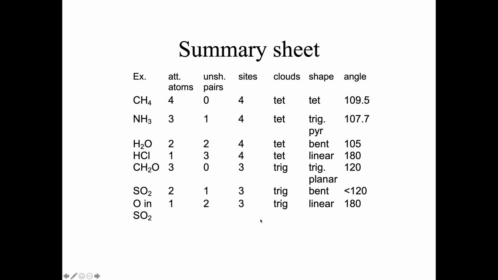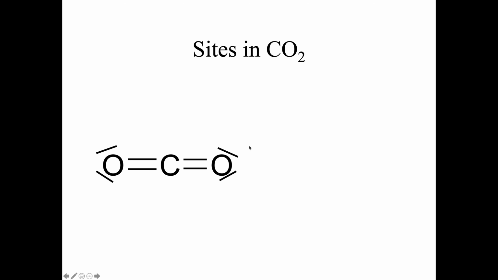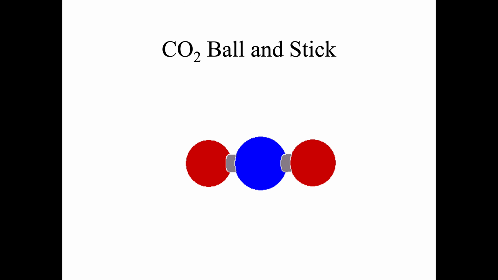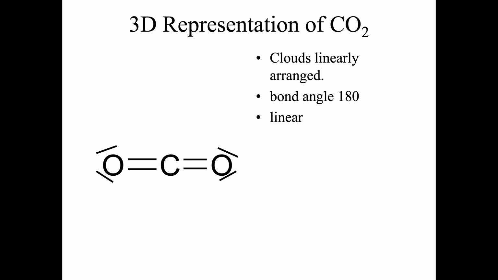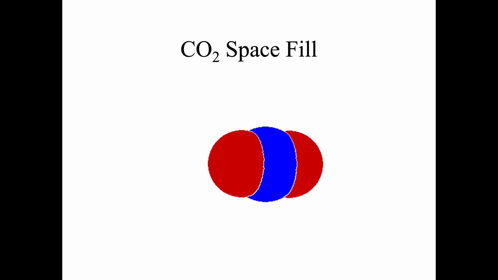All right, there's only 2 more. So we're going to look at the carbon dioxide, look at carbon. Okay, carbon has 2 attached atoms, no unshared pairs. That means it has a total of 2 sites. Right? 2 sites, nothing you can do, it's going to be linear. So there's the molecule, there's side by side, bond stick, and there's the space fill.